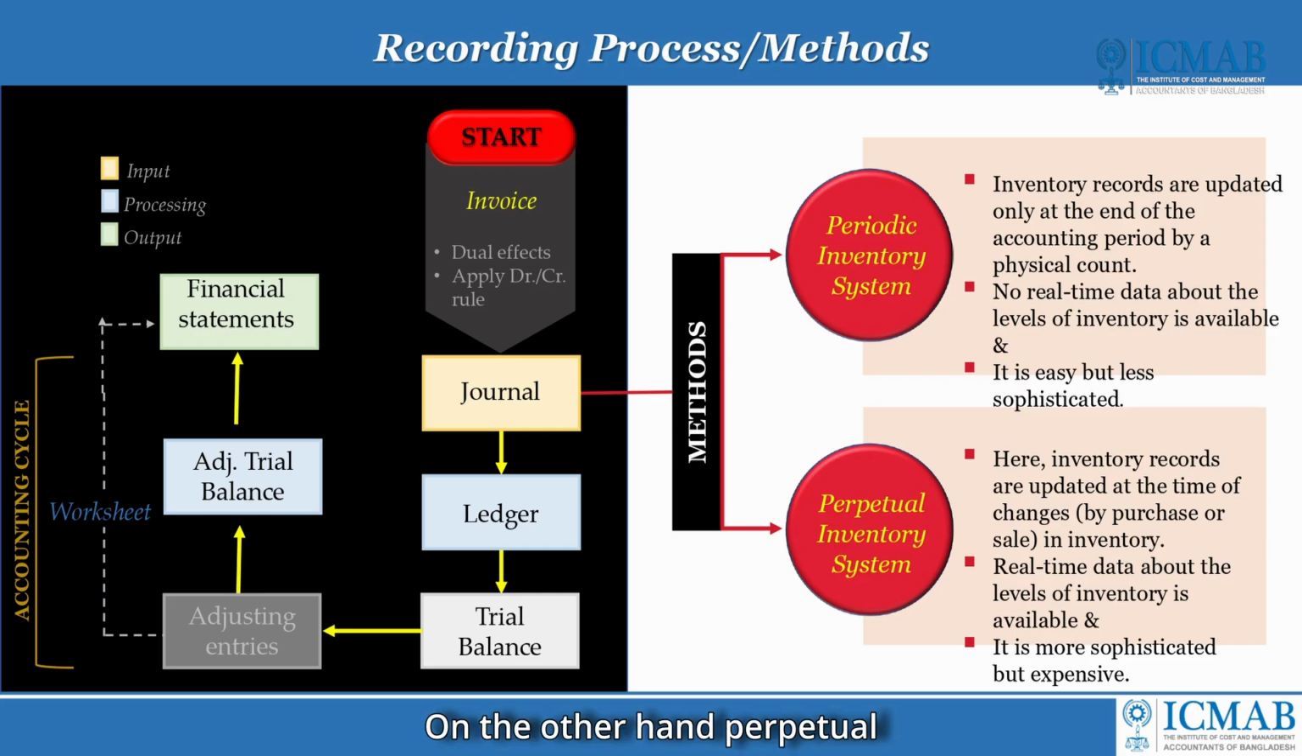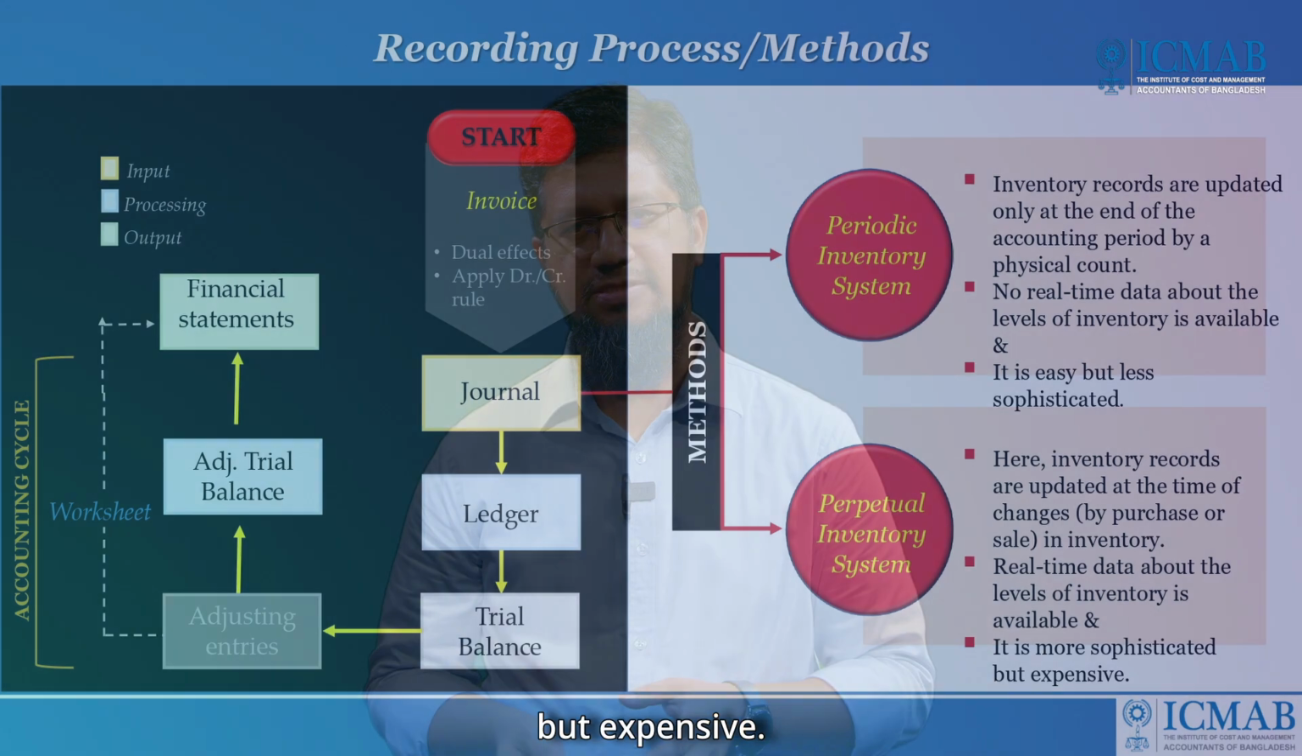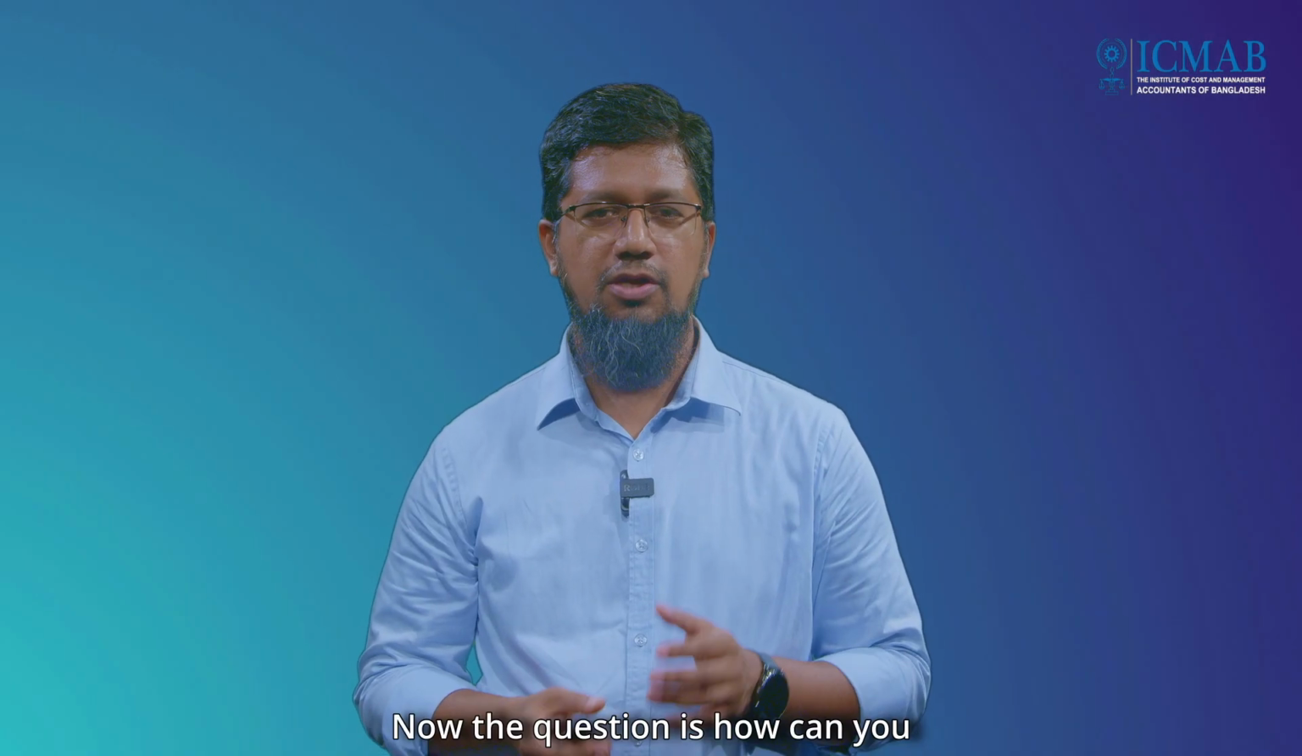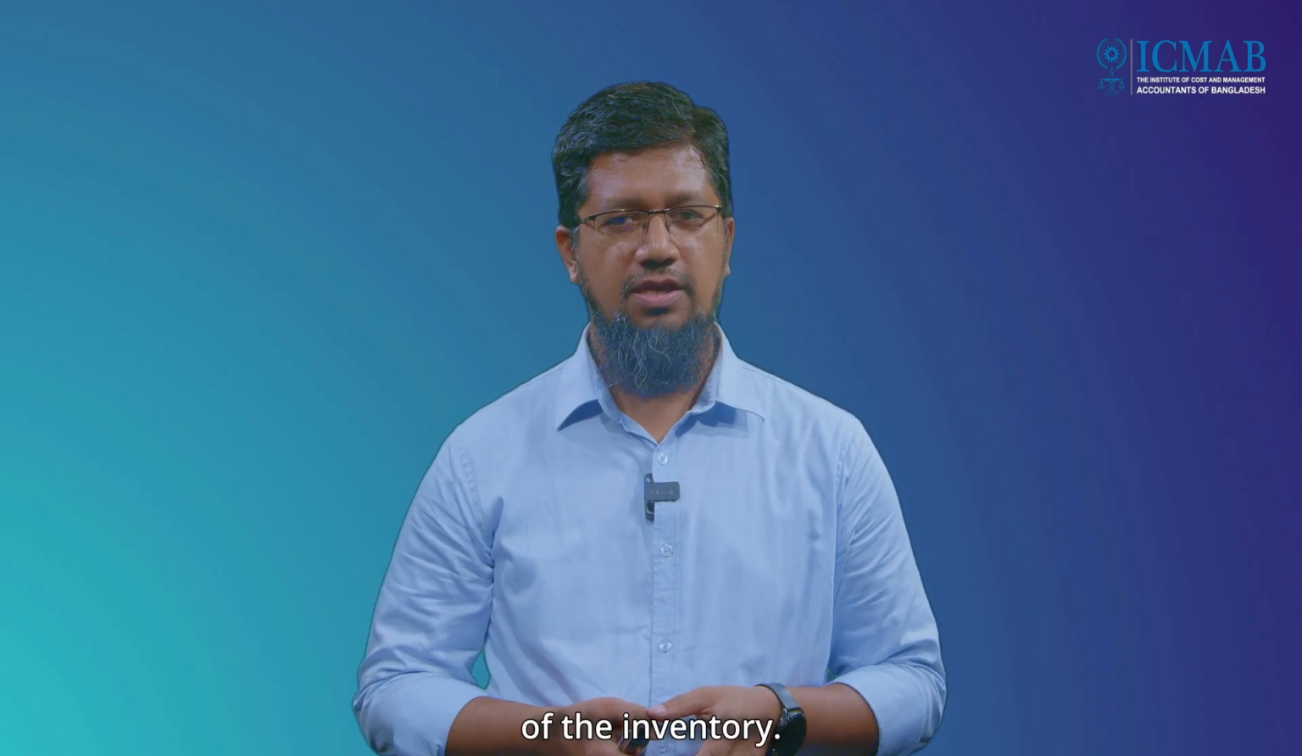On the other hand, in the perpetual inventory system, inventory records are updated at the time of changes, that means at the time of purchase or sales of inventory, and here real-time data about the level of inventory is available, and obviously it is more sophisticated but expensive. Now the question is, how can we measure the value of the inventory?